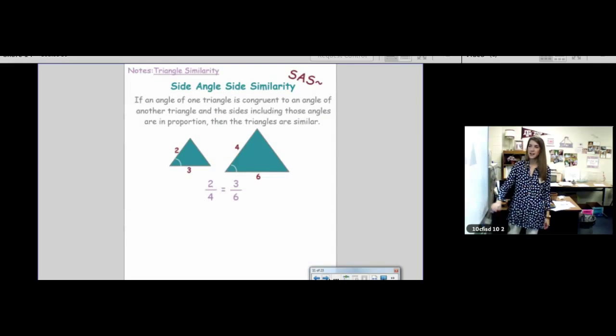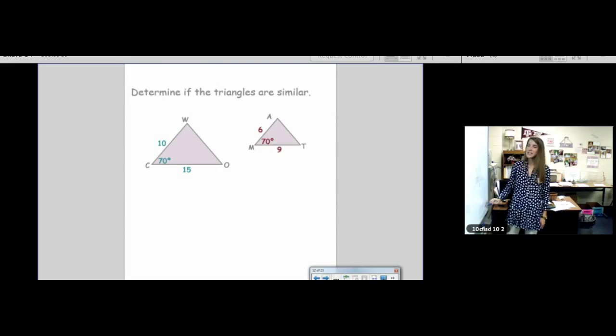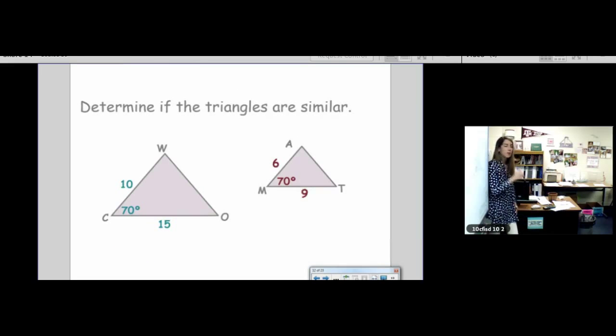No one else says squiggly, I didn't make it up, but that's not the technical mathematical term. Alright, for the rest of the class, we're just going to determine if the triangles are similar. Well, we have quite a few examples to get through. That's similar.